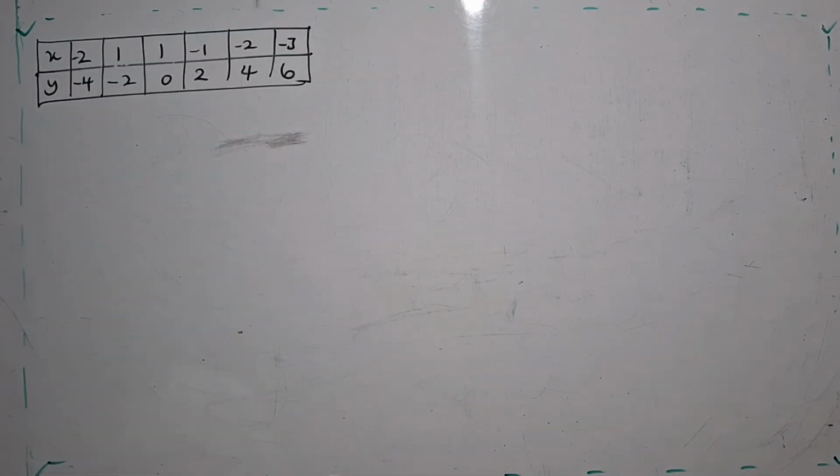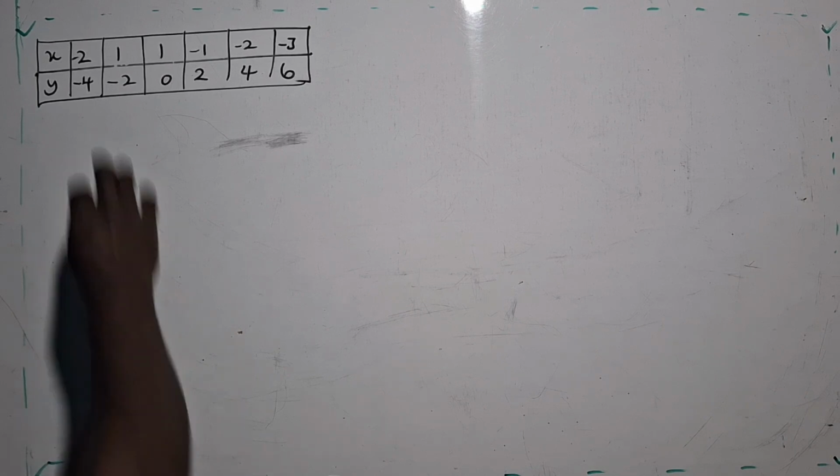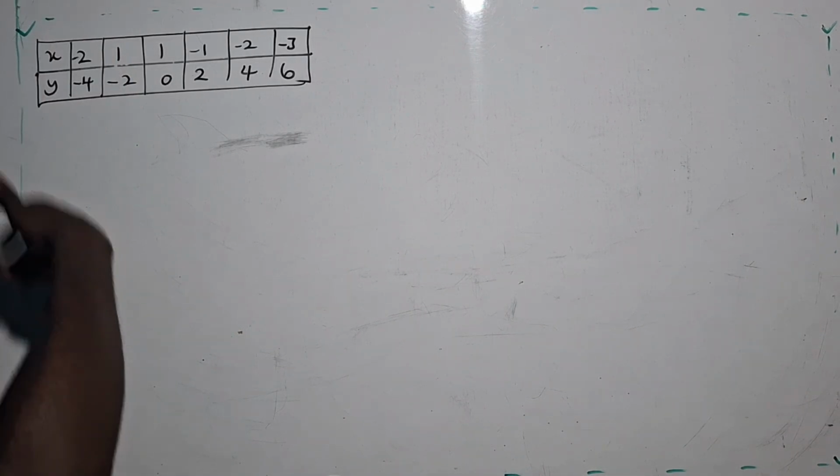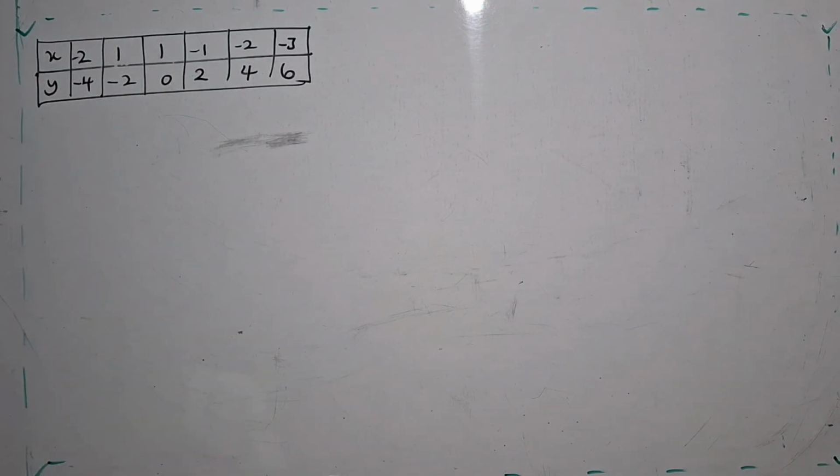1, -1, -2, -3. Then we have y: -4, -2, 0, 2, 4, and 6. So we are going to plot each pair. Each one, you pick the x and the y, x and the y, x and the y. And the scale given to us was 2 units on the y-axis. And I've explained that, the scales.